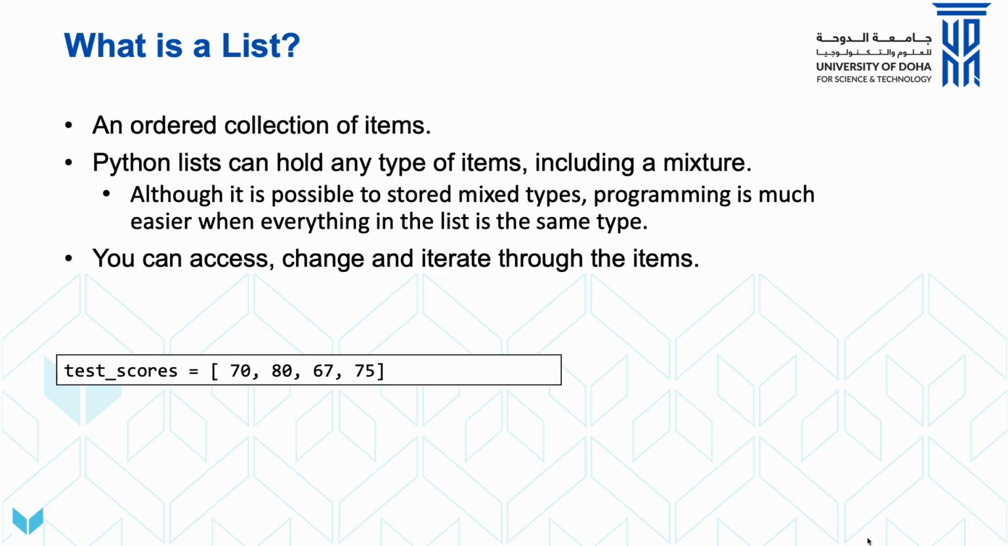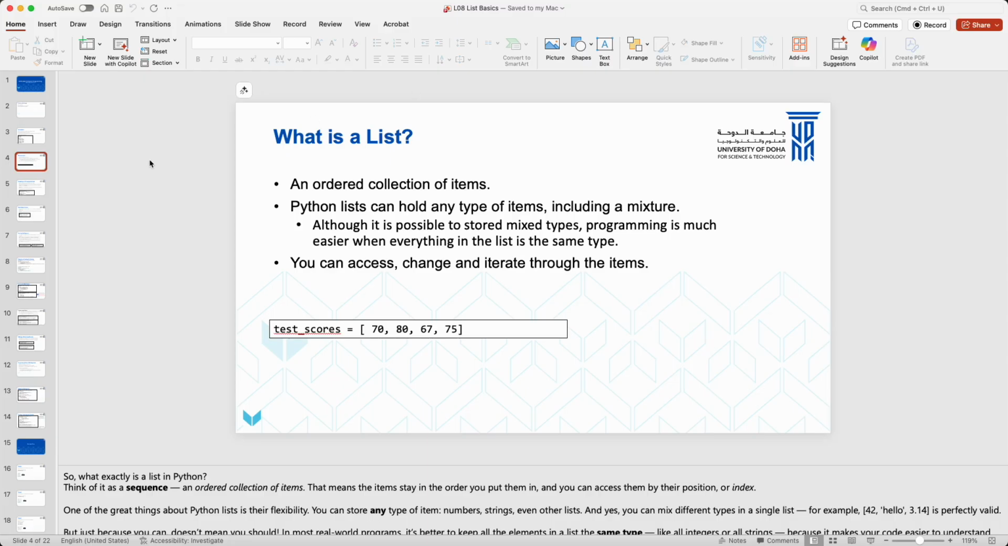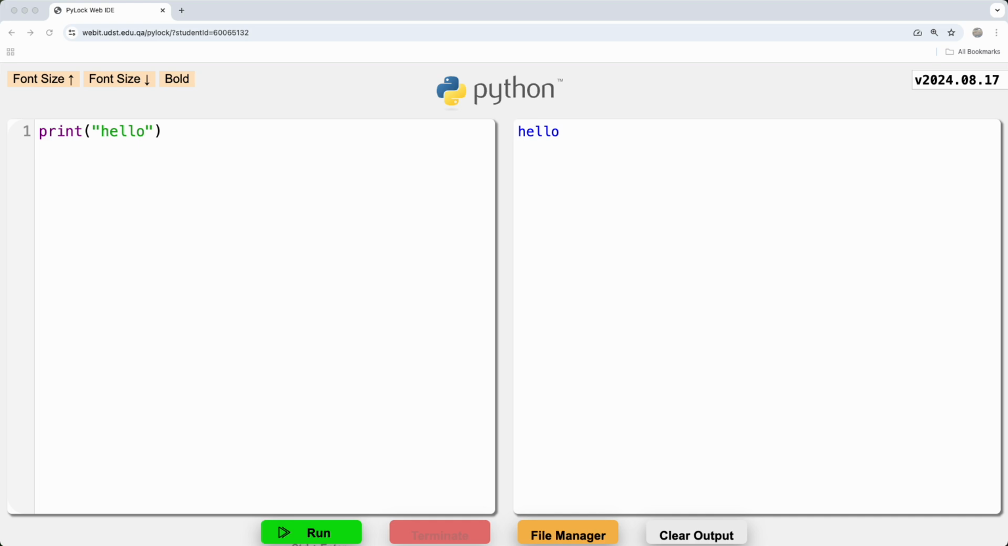It's an ordered collection. Python lists can hold any type of items, including a mixture. The program is a lot easier if they're all the same type. And it says that you can access, change, and iterate through all the items. Well, that's really the whole lecture. So let's put this away, and what we will do is we'll start some examples over here.